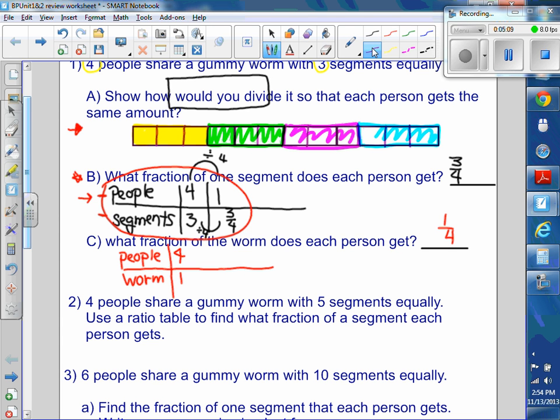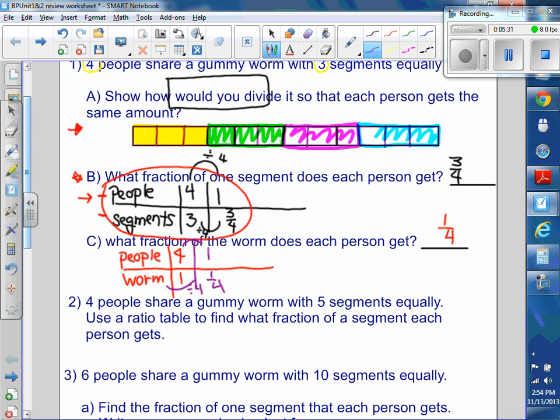So you could just divide all of this by 4 again, because 4 divided by 4 gives me a 1, and 1 divided by 4 gives me a 1/4. So even though each person gets 3/4 of a segment, they get 1/4 of the whole worm. So you do that with the ratio table all the time. Does that make sense? Yeah.